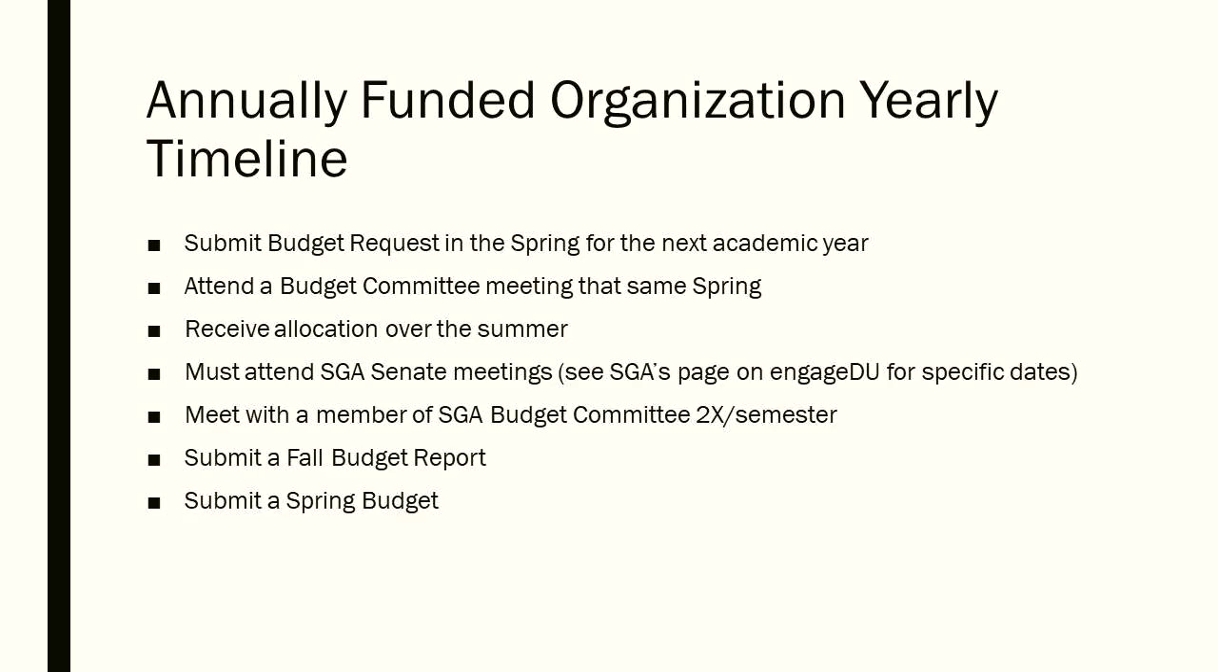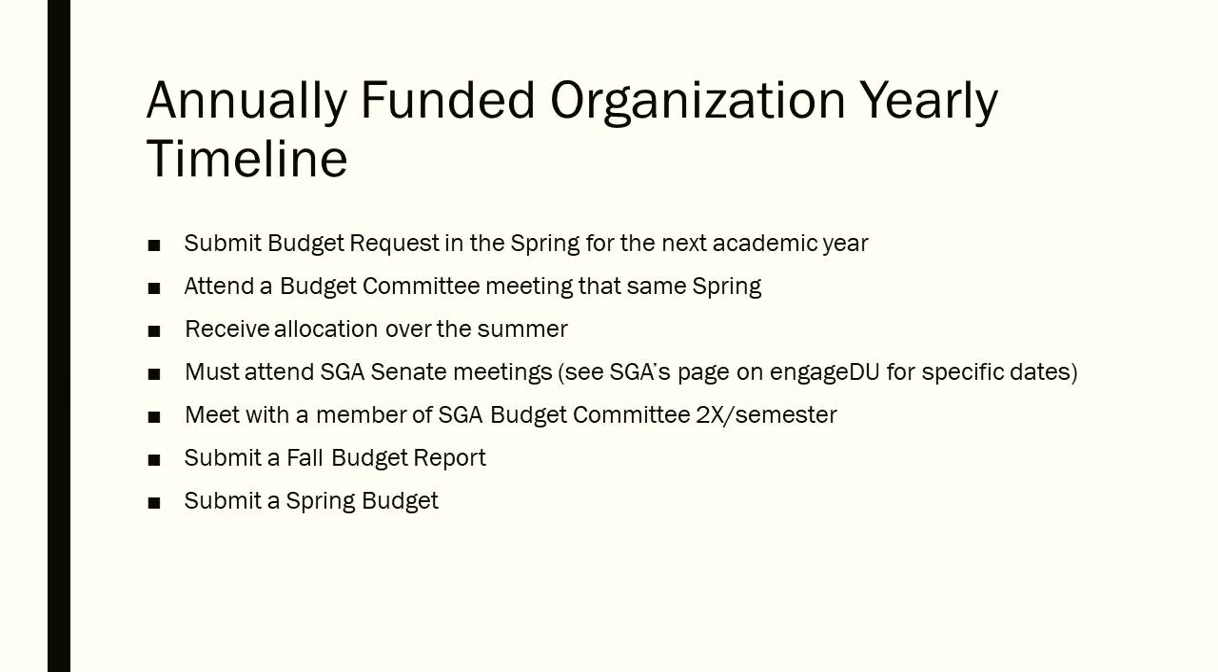The annual funding timeline for these clubs means that at the end of a year, you will submit a budget request in the spring for the following academic year. You will also at that time need to go in person to meet with SGA. You'll receive an allocation over summer. Throughout the year, you must attend SGA Senate meetings. You can see their page on EngageDU for that specific information.